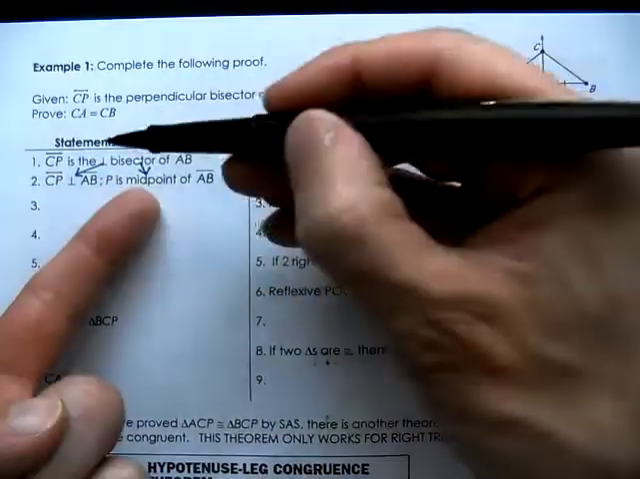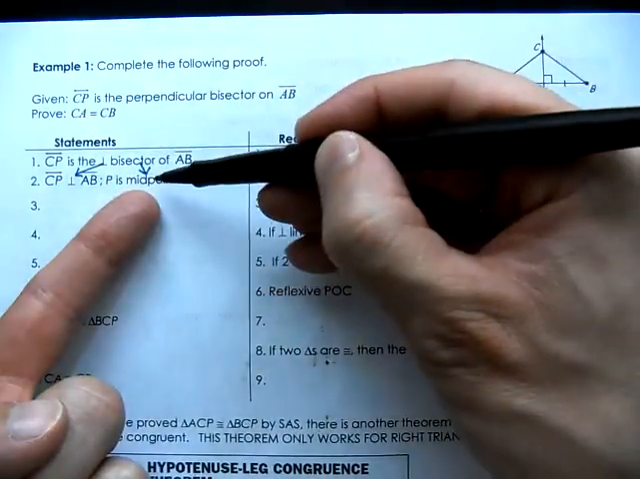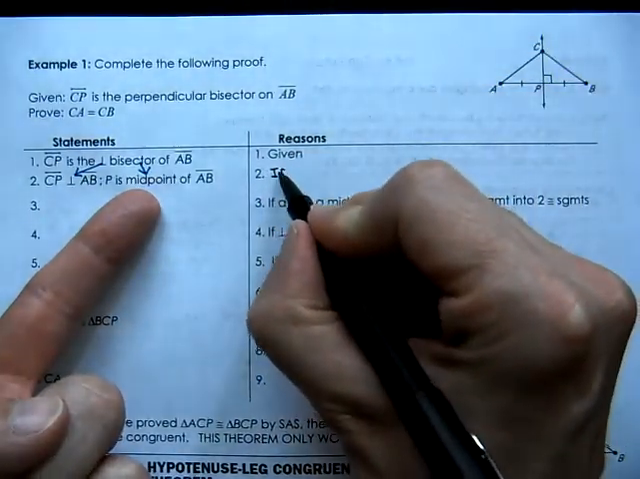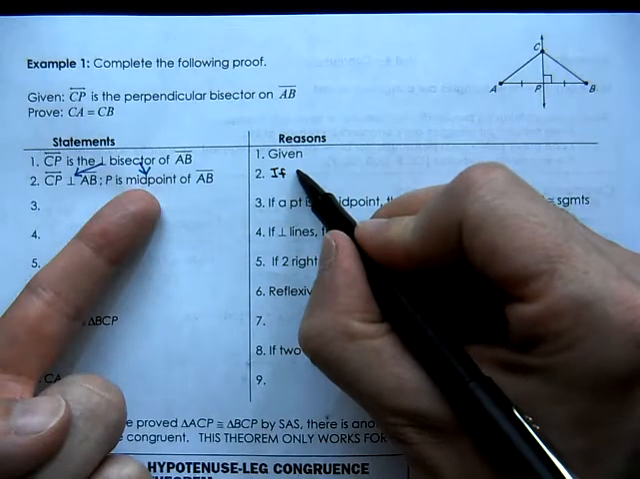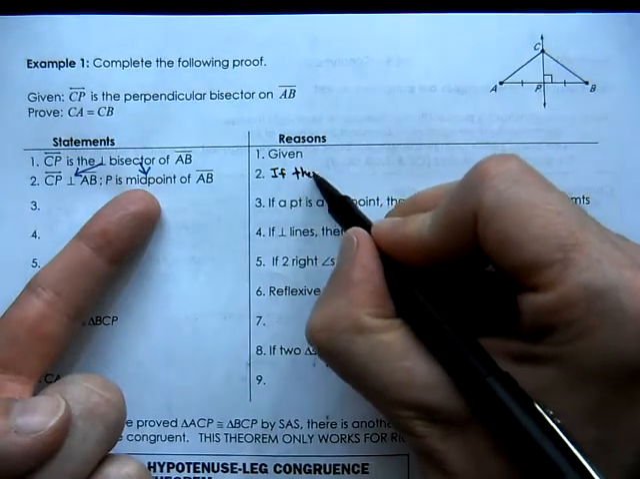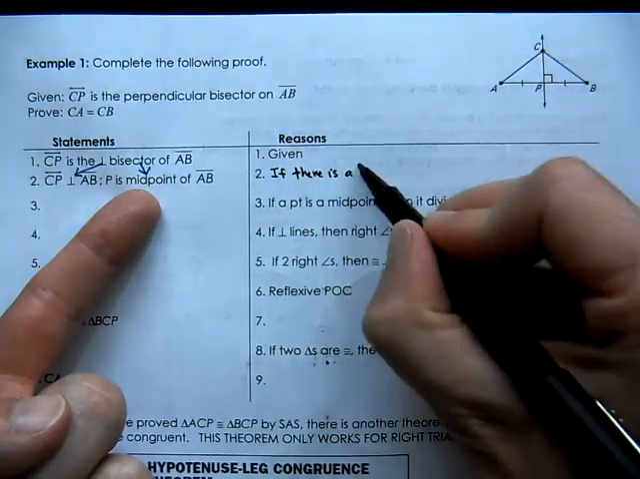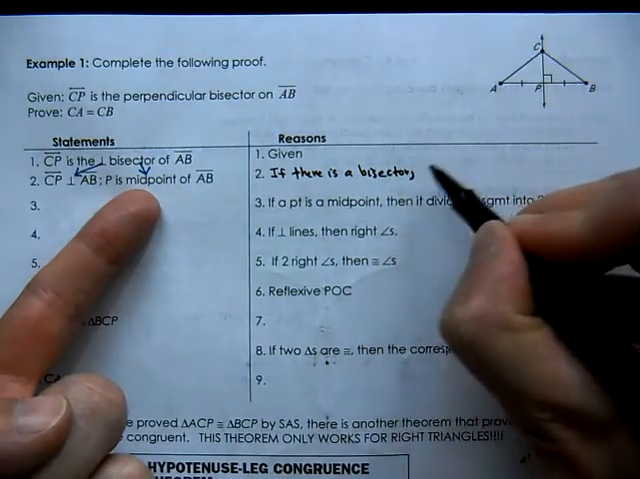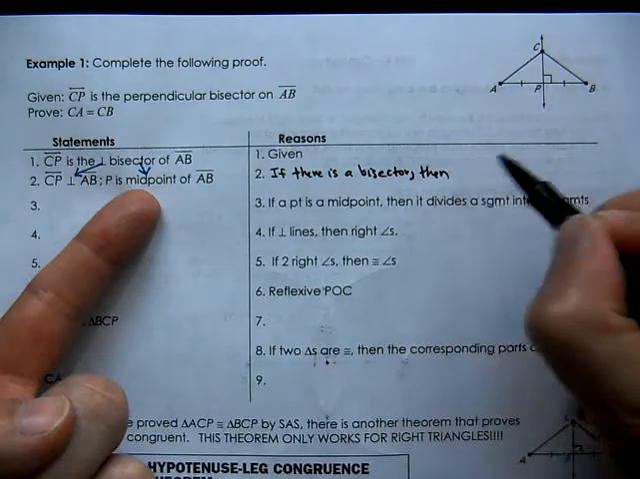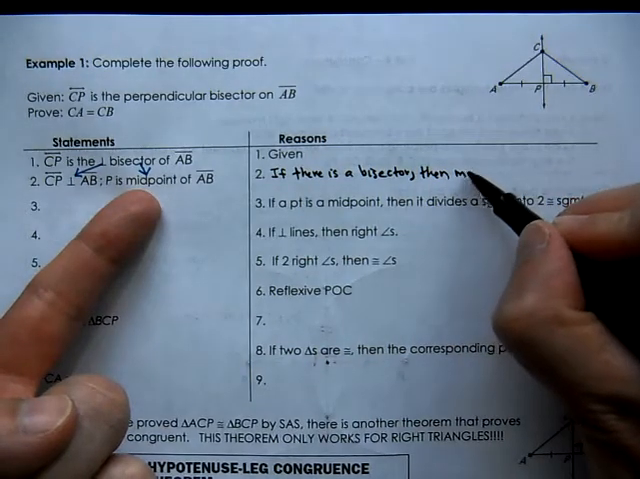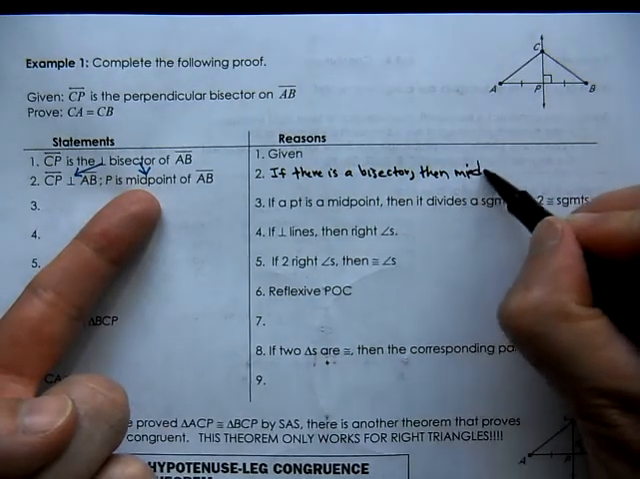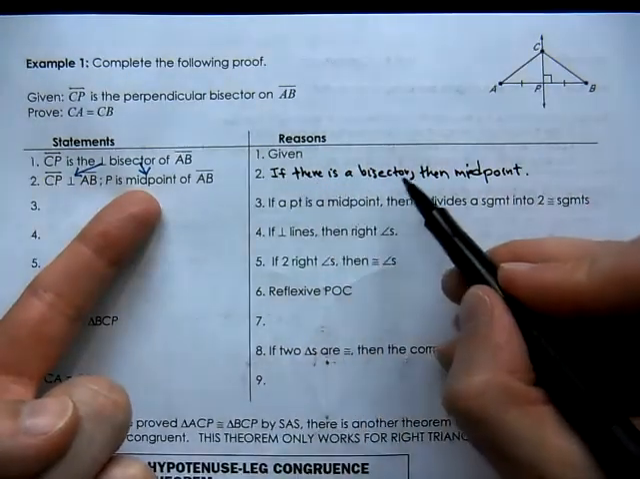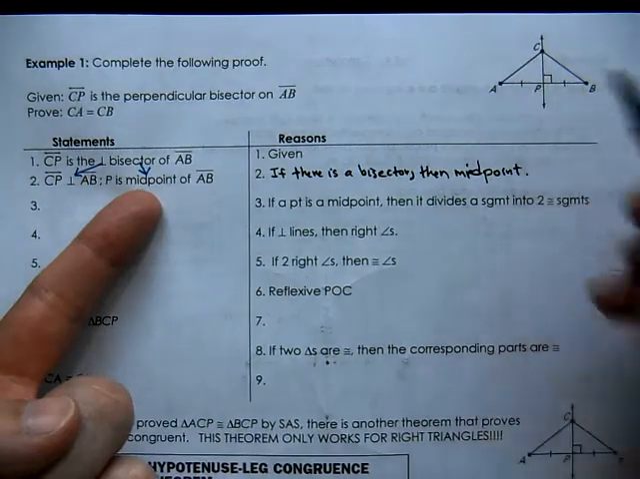Okay. If I have a bisector, then it creates a midpoint. That's my if-then that I want. So if there is a bisector, then midpoint. So what we're really saying is that if there is a bisector, then it creates a midpoint on the segment.